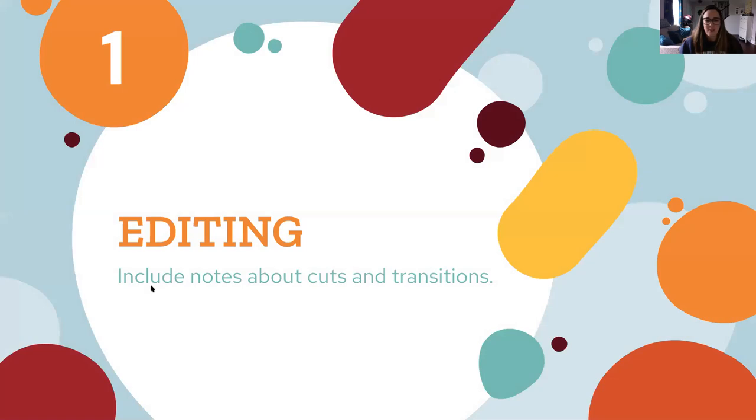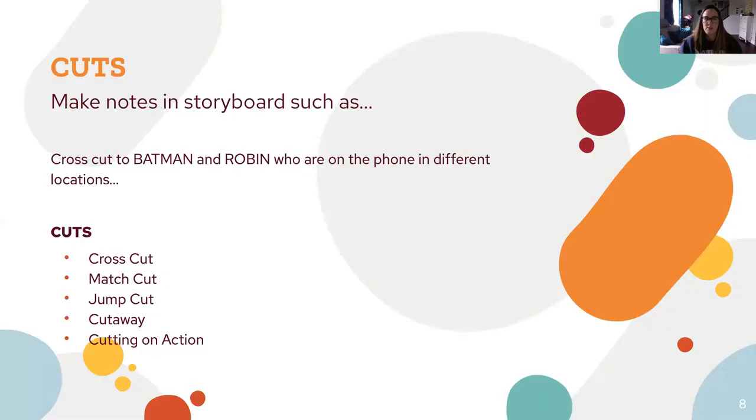All right. Next, you have to make notes about editing, okay? So you should include notes about cuts and/or transitions. So in your storyboard, you could say, like in the actions, cross-cut to BATMAN and ROBIN, who are on the phone in different locations. Notice that if you're mentioning a character, they should be in all caps.